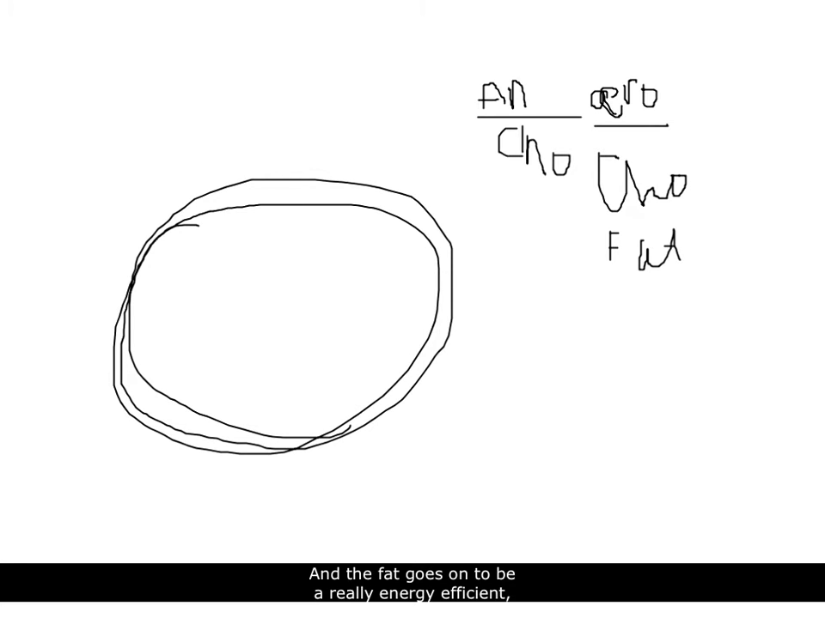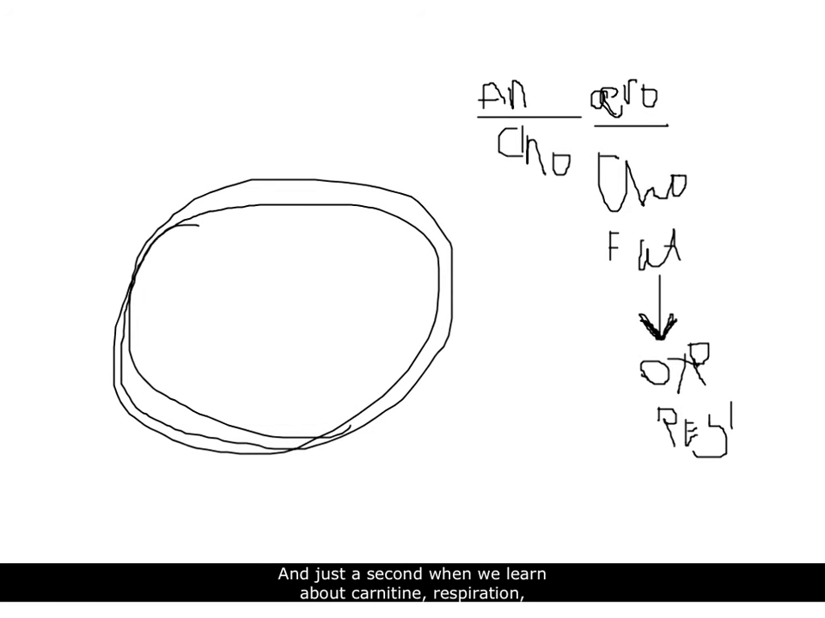And the fat goes on to be really energy efficient, regenerates a ton of ATP through oxidative phosphorylation. If you keep hearing me say oxidative phosphorylation, it's got a ton of names, maybe you've heard me call it respiration, and this will all be important in just a second when you learn about carnitine. Respiration, and the actual cycle or process that does oxidative phosphorylation or respiration is the Krebs cycle. Maybe you remember that term. And another thing that the Krebs cycle is called is the TCA cycle.